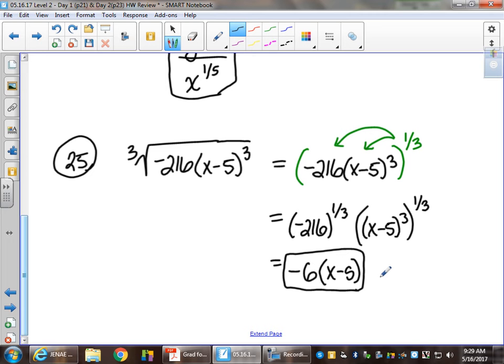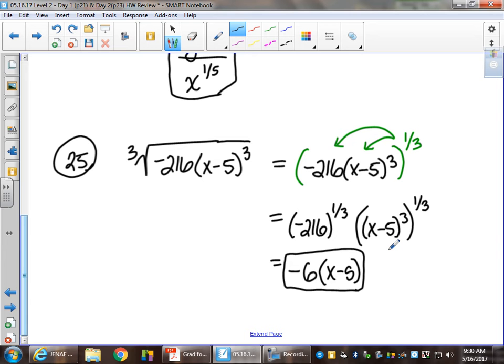Yes? Question? Yes, you can use your chart to evaluate. So she's asking in terms of how we got negative 216 to the 1/3. Look at your chart. Go to the x to the third column, and what number are you looking for? 216. Find 216 and look left. On a quiz or test, you can use the chart. All right, that was 25.